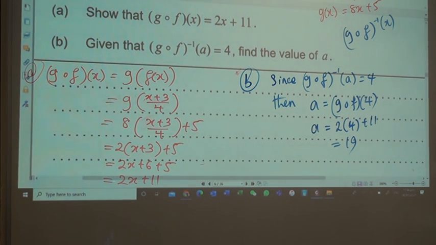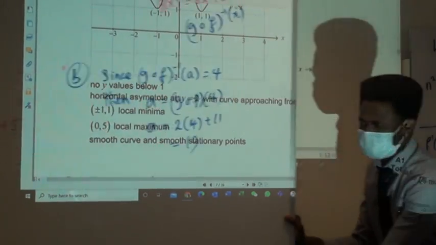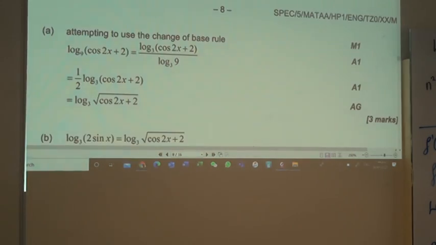Okay? Let's look at the mark scheme. So messy. Don't worry, I'll push it away. I'll push it back again. Let's look at what the mark scheme says.